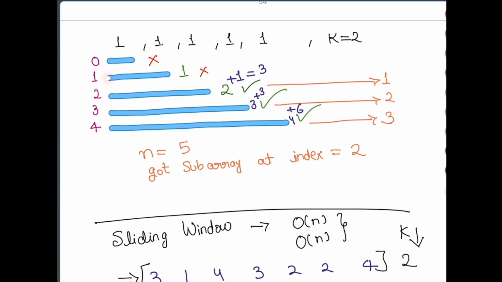Now what if I increase the size of my subarray? Because I saw that this cannot form a pair. Can this form a pair? That is, if I give one more element, can you form a pair? That's the question. So if I am at index number 1, my current element is 1.